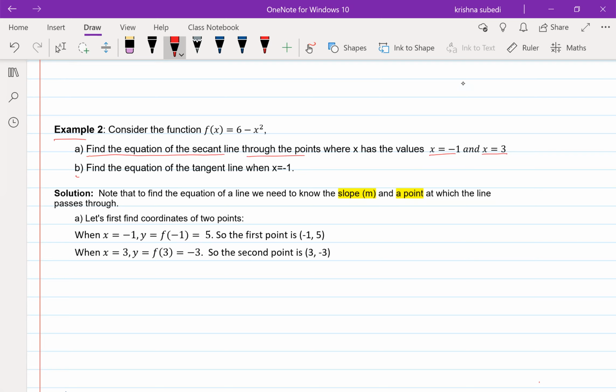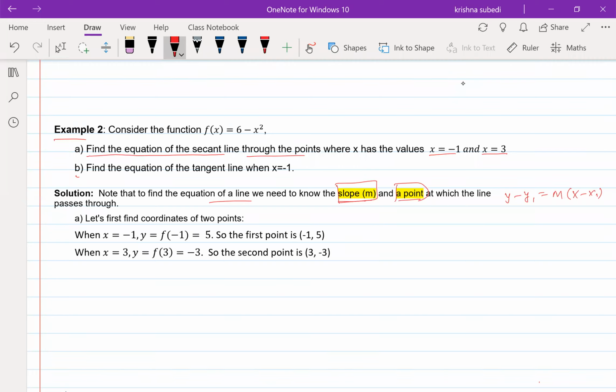Okay, now recall from your high school that to find the equation of a line, we need two things. One is the slope of the line and then a point, so that we can use the formula y minus y1 equals m times x minus x1. So basically, we need the slope and we need a point.